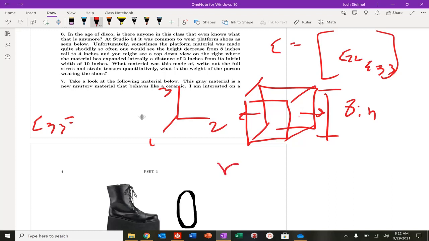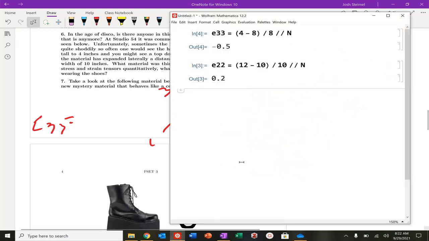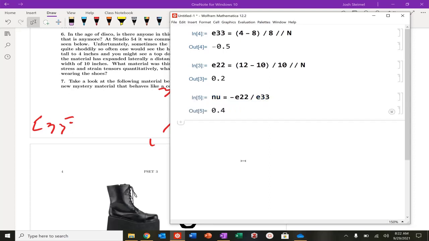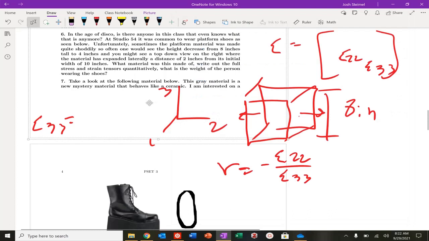So my Poisson's ratio is minus the lateral expansion, essentially my strain in the 2-2 over the axial compression, the strain in the 3-3. So my nu equals minus my lateral, usually it's the lateral contraction, but here it's compression. So my nu is equal to 0.4. With that, I kind of know what the polymer is going to be as well.